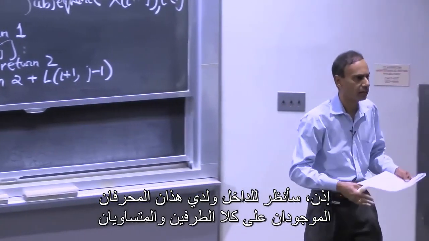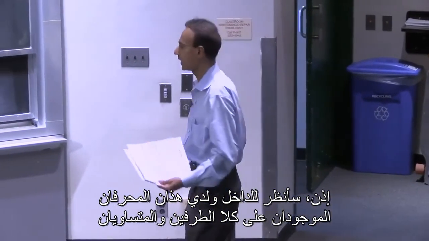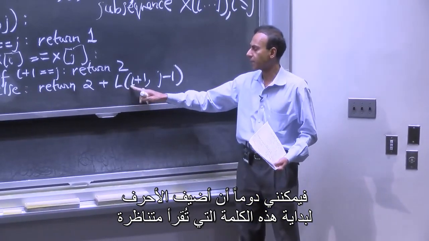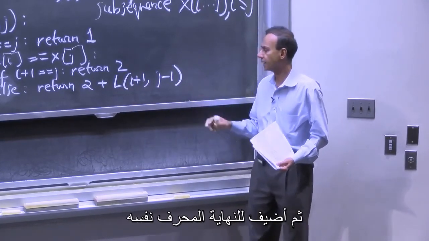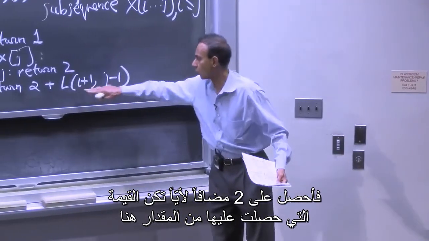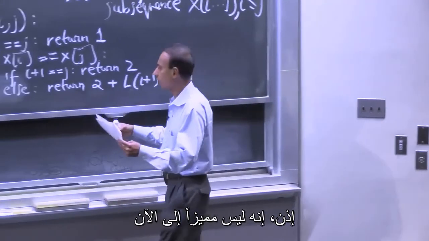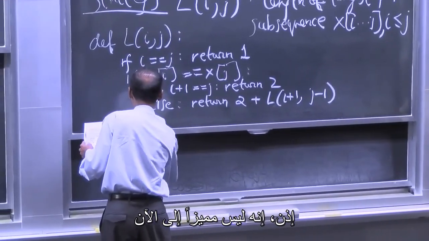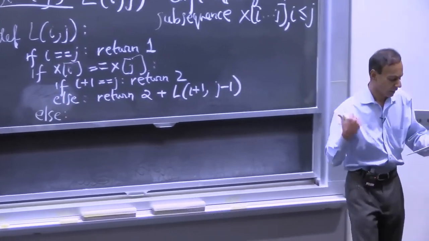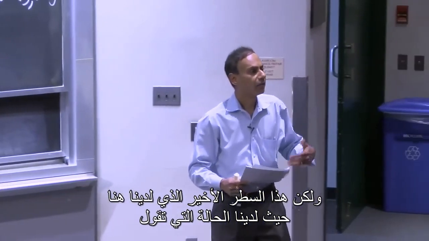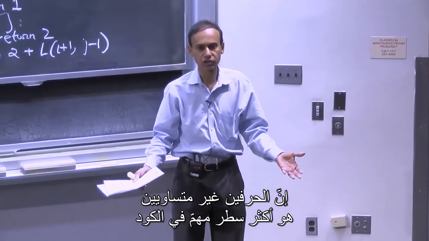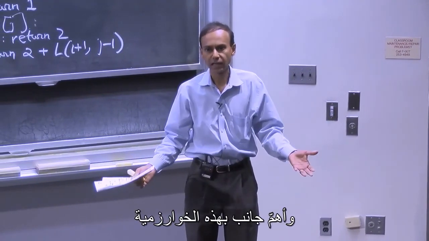Right? So I'm going to look inside, and I've got these two letters on either side that are equal, so I can always prepend to the palindrome I got from here the letter, and then append the same letter, and I get 2 plus whatever value I got from this quantity here. All right? So far, it's not particularly interesting from a standpoint of constructing the optimum solution, but this last line, where we have the case that the two letters are not equal, is the most interesting line of code. That's the most interesting aspect of this algorithm.